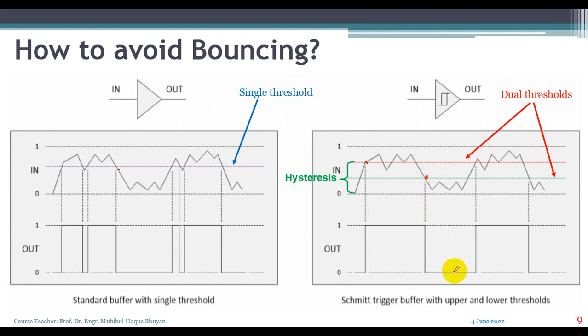So only when the signal crosses the upper threshold, we'll treat it as 1. And only when the signal crosses the lower threshold, we'll treat it as 0. So what are we getting? A very good output, clean output. No noise. So a Schmitt trigger can be used in the hardware circuit to get clean output, as it has dual threshold.